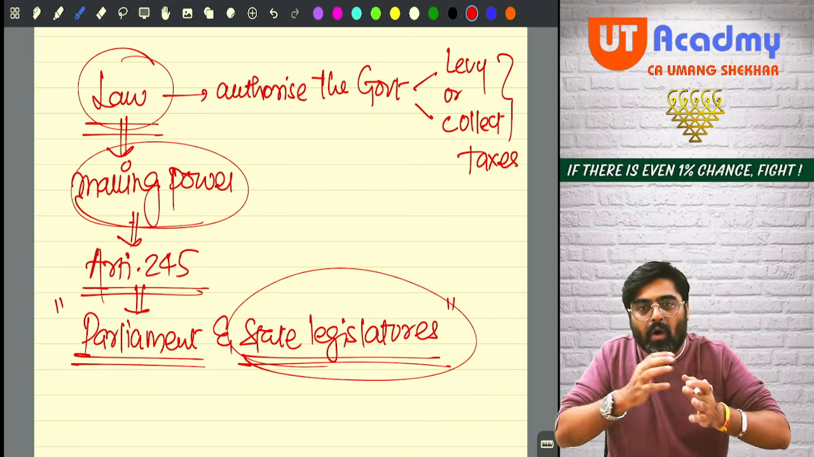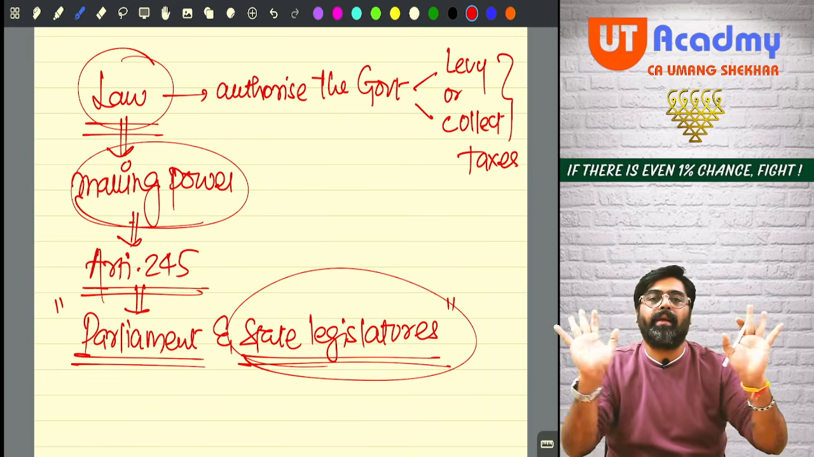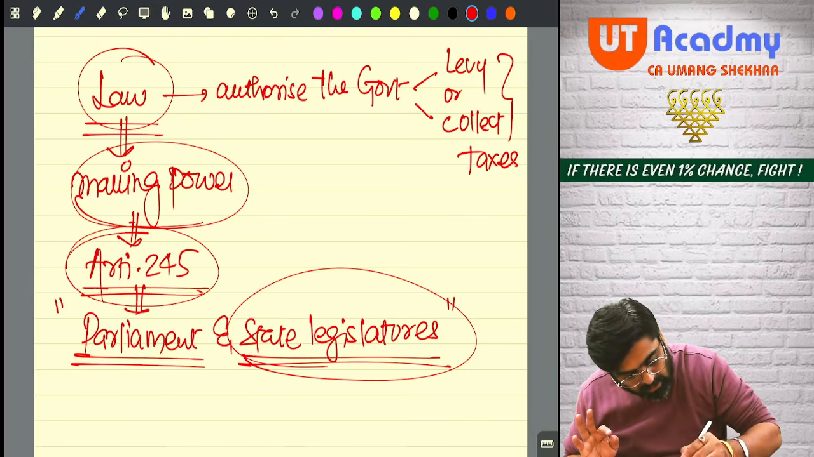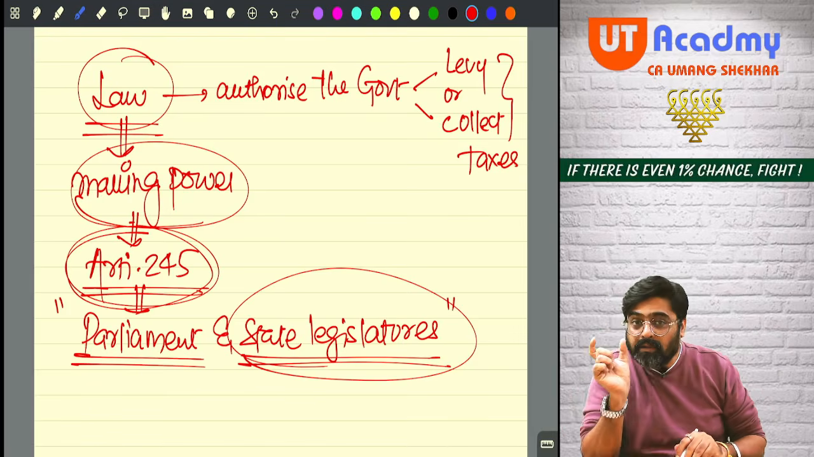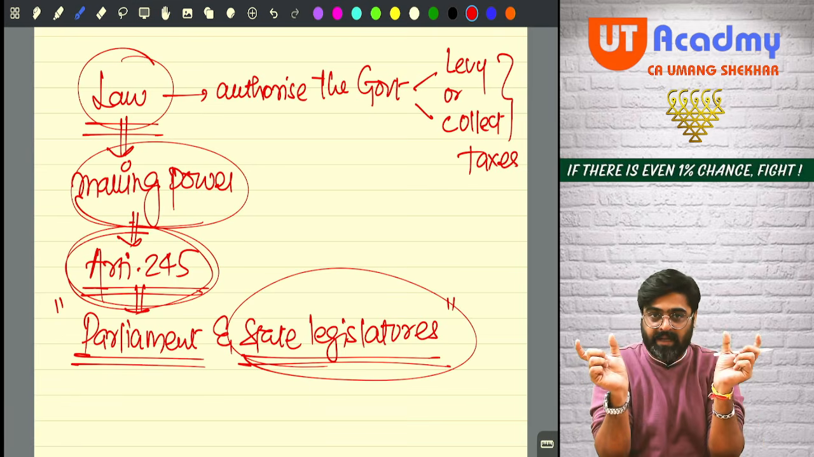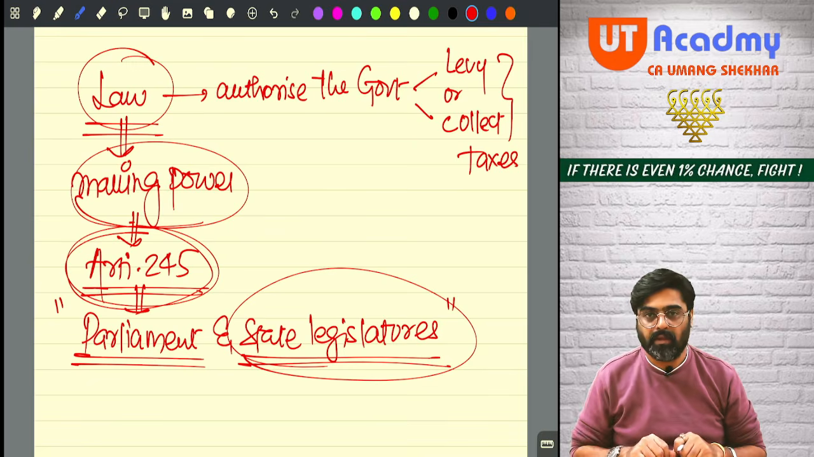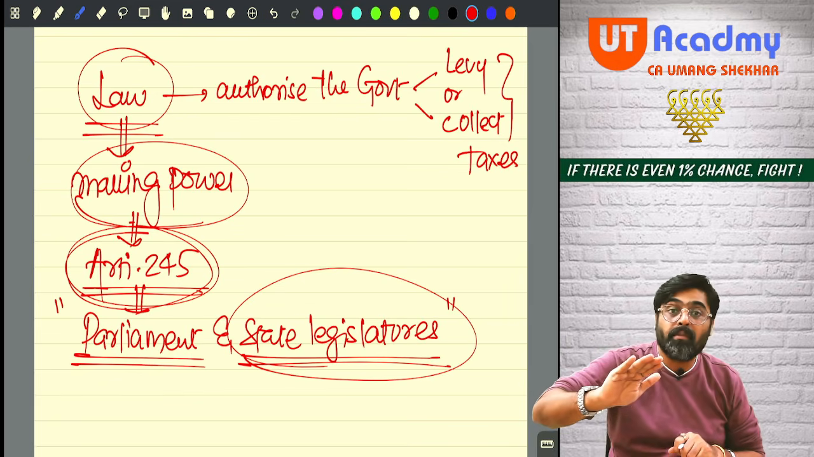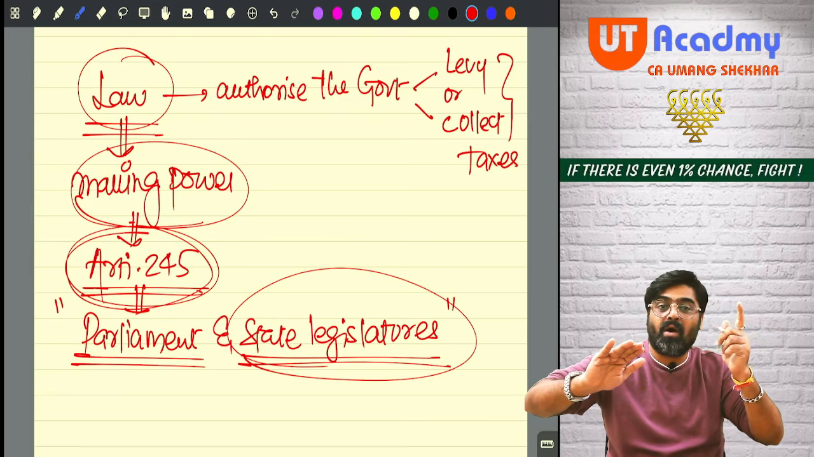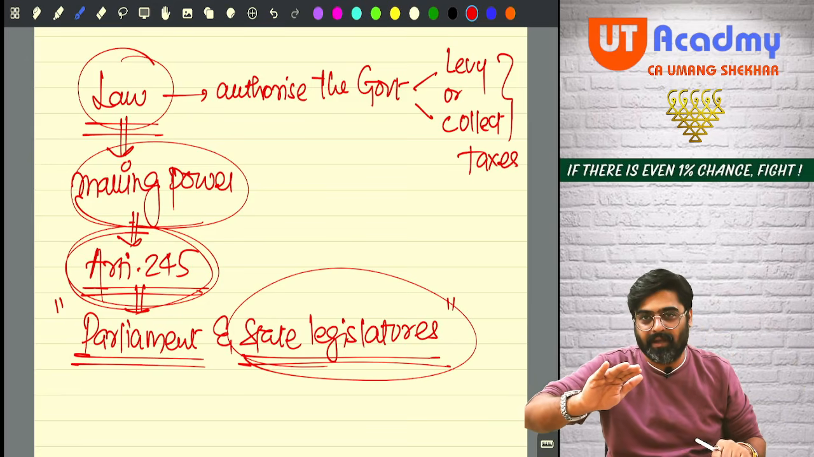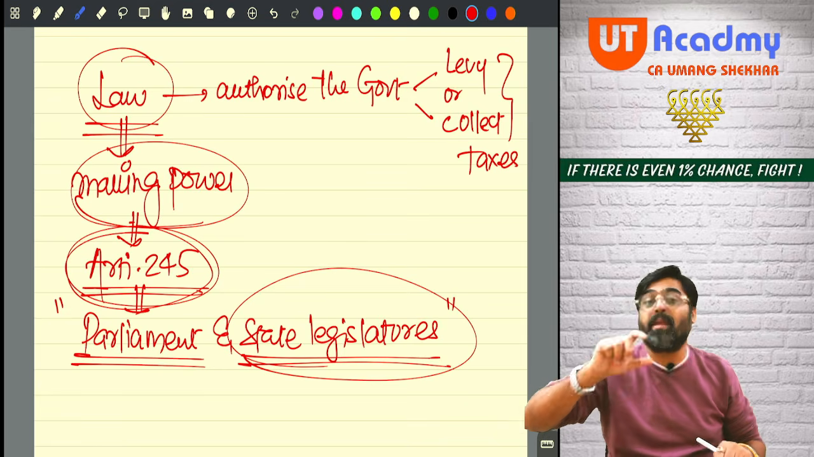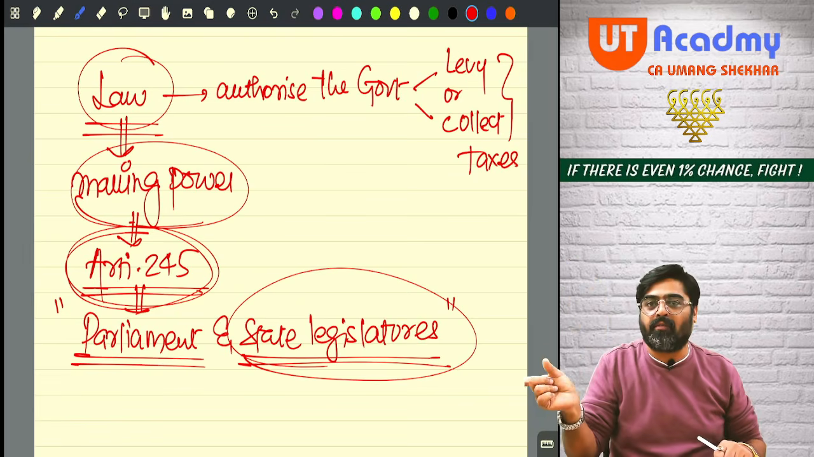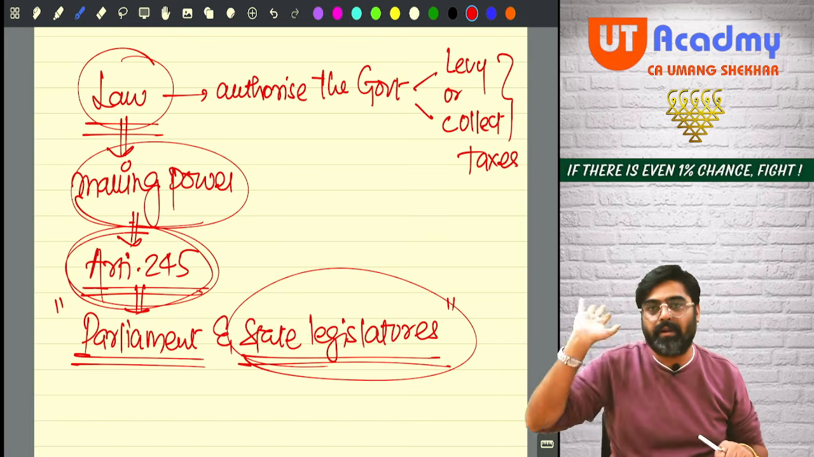Understanding? On any subject matter, who will make the law? Either the parliament or the state legislature. The power is given under Article 245 that these bodies, parliament or the state legislature, will make the law. The laws made by the parliament can be for the entire territory of India or part of the territory of India. So the law which is to be made applicable to the entire territory of India or any part of the territory of India will be made only by Parliament.